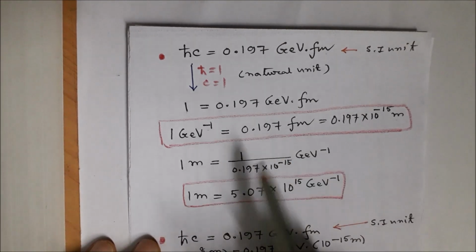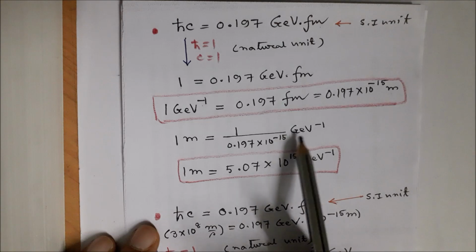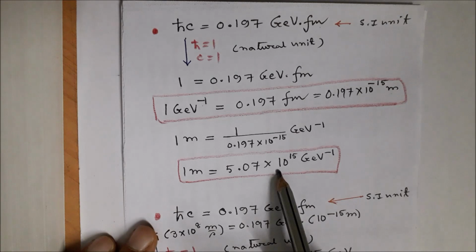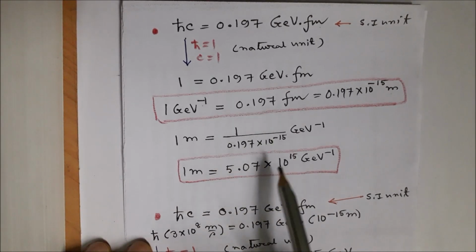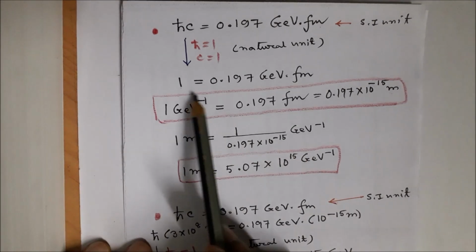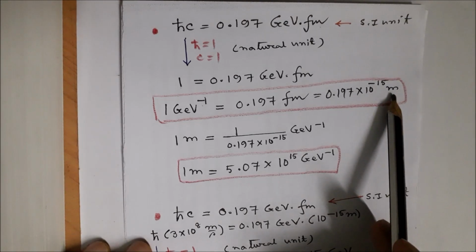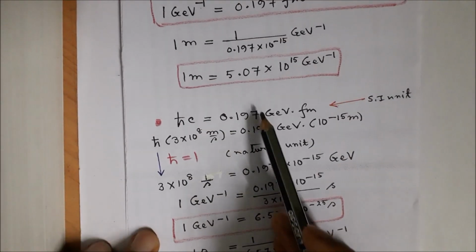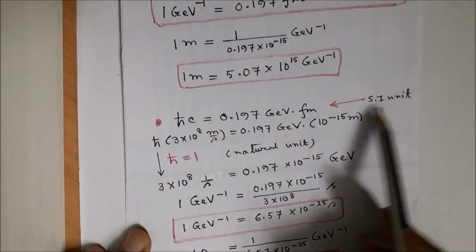And the inverse question, that 1 meter is how much GeV inverse, is obtained here from this one. So this is the answer. This is a conversion factor. These two relations comprise the conversion factor between GeV inverse, that is energy inverse, and meter, that is length. Let us recall this relation once again. H cross C is equal to 0.198 or 0.197 GeV into Fermi. This result is in SI unit.